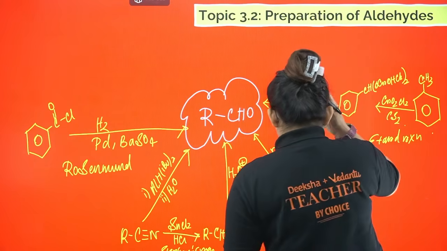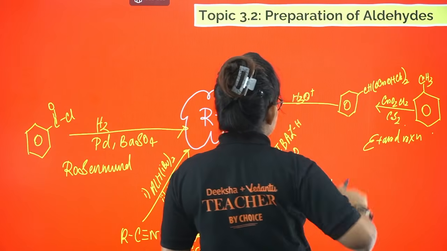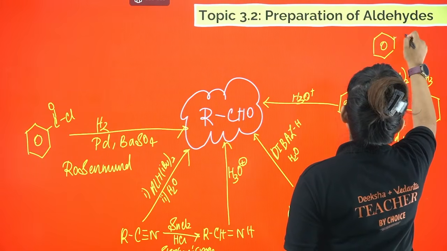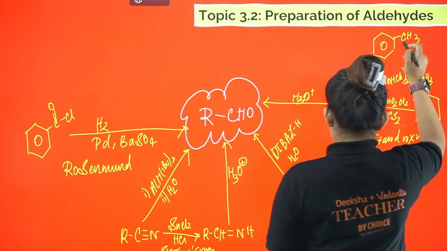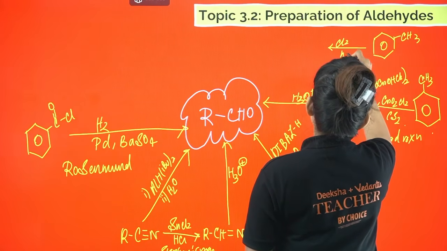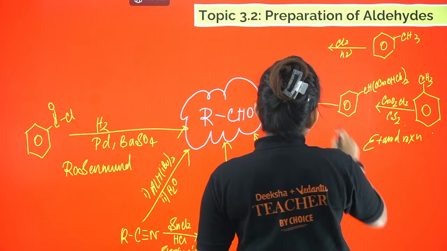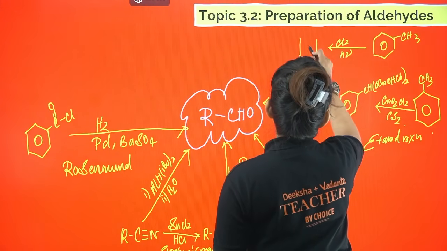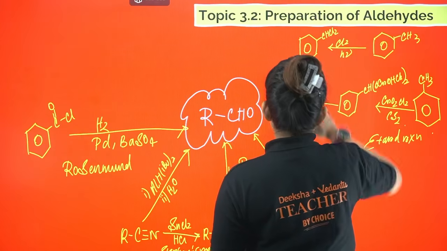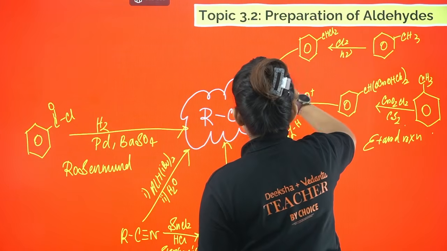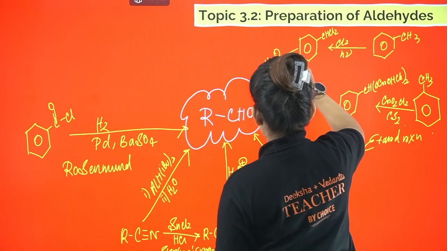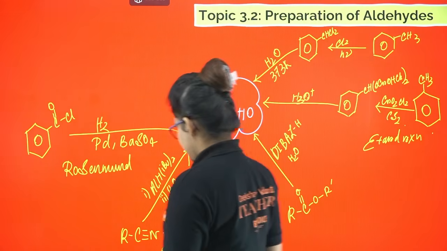One more thing, let's proceed with the side chain chlorination. Let's say I'm again having methyl benzene or toluene. In toluene, if you do two times chlorination, Cl2 with light, you will end up with benzene with CHCl2. Further, if you treat this with H2O at 373 Kelvin, you will end up with aldehyde.